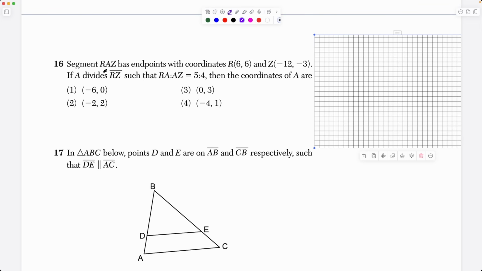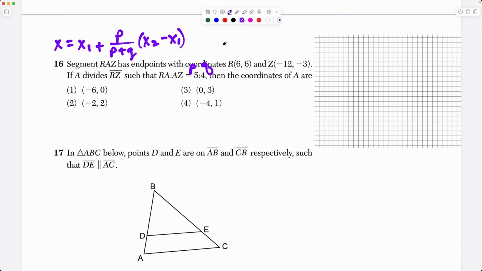Question 16, segment RAS has endpoints with coordinates R(6, 6) and Z(-12, -3). If A divides RZ such that the ratio of RA to AZ is 5 to 4, then the coordinates of A are, and we have these four options to choose from. So there's a few different ways you could do this question, but one would be to just use the formula. We could say x equals x1 plus p over p plus q times x2 minus x1. And p and q represent the parts of the ratio. So I would say p is equal to 5 and q is equal to 4.